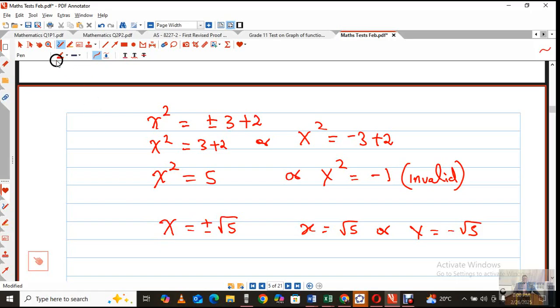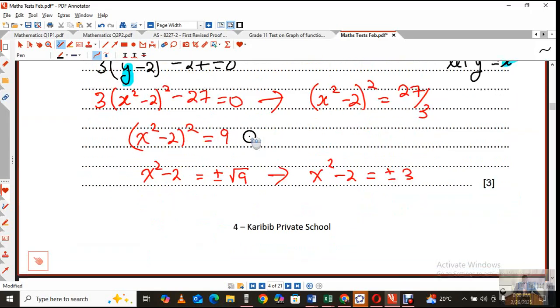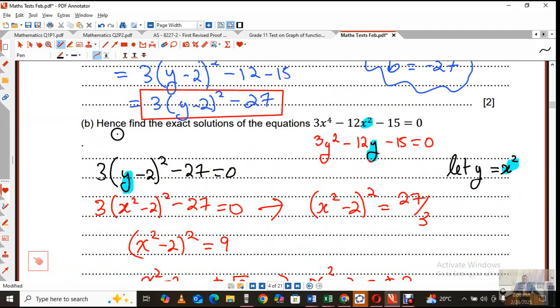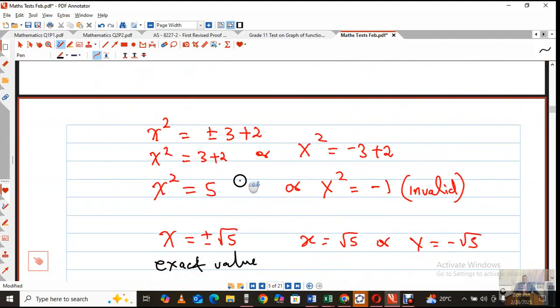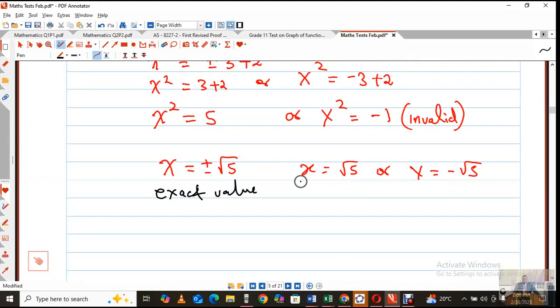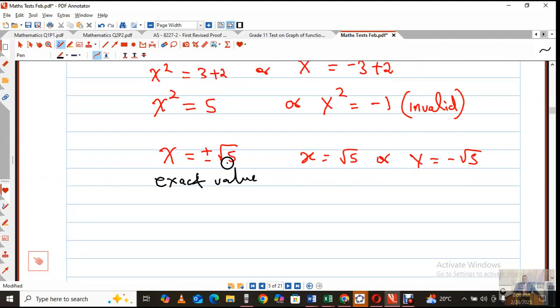Now, this is very important that you don't grab a calculator, because the question in the stem says, if you go back, and this is very important that you always read, find the exact solutions. Now, you are not going to round this answer, because a rounded answer is not an exact answer. So this answer in surd form as it is, this is the exact value.